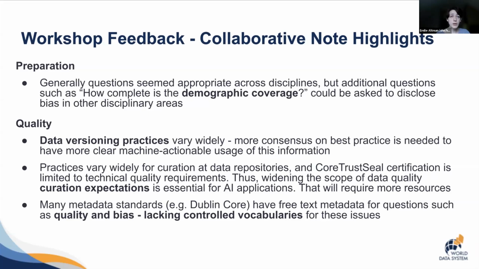And finally, many metadata standards, for example, Dublin Core, have free text metadata for questions related to quality and bias. Most standards lack controlled vocabularies for these issues, which is a setback for machine interoperability. And developing controlled vocabularies might not work for every situation, but it would still be very beneficial. Next slide.